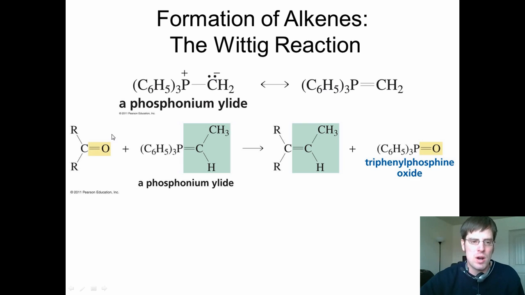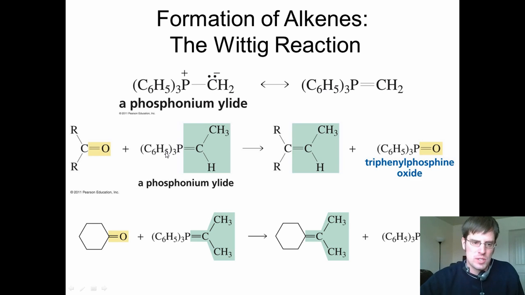This is really a partner swap. It's kind of like the reality TV show Wife Swap. This carbon is married to this oxygen and this phosphorus is married to this carbon. They trade partners. The phosphorus walks away with the oxygen and these two carbons are now fused together as an alkene.